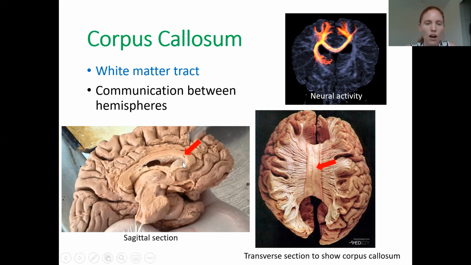Just so we are clear, the bottom one here would be the fornix, so you can learn that for lab. The big one on top would be the corpus callosum, and that is a white matter tract that connects the two cerebral hemispheres together.